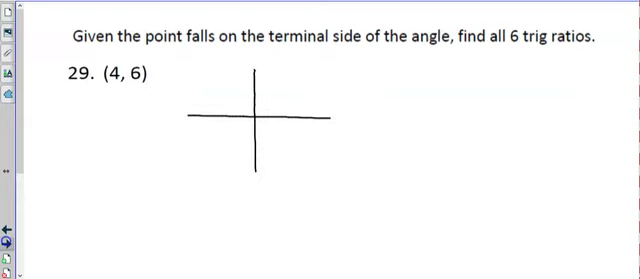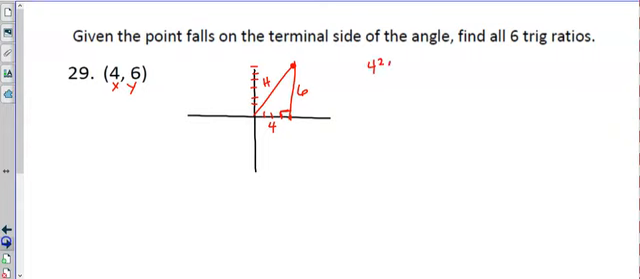So we want to just kind of guesstimate where the point (4, 6) would be. So there's your x, there's your y. So over 4 and up 6. It's not a very good picture, but it's fine. We'll go with it. So in these guys, we're not going to have the hypotenuse, but we are going to know that we went over 4 and we went up 6. So we have to find our hypotenuse to begin with.